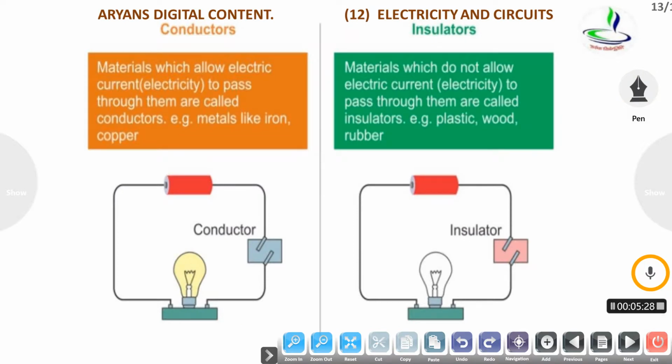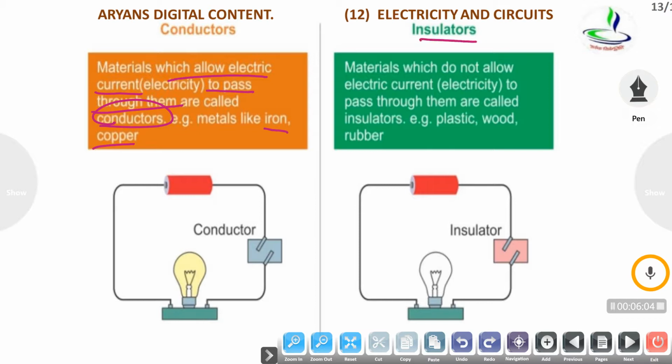Now we will get to know about our last topic of this chapter, that is conductors and insulators. What are these? Conductors are the materials which allow electric current to pass through them. Means the material or metal or substance which allows electricity to pass through it is called a conductor. For example, iron, copper, nickel, cobalt are some conductors.